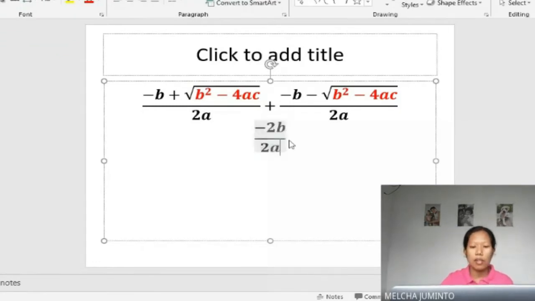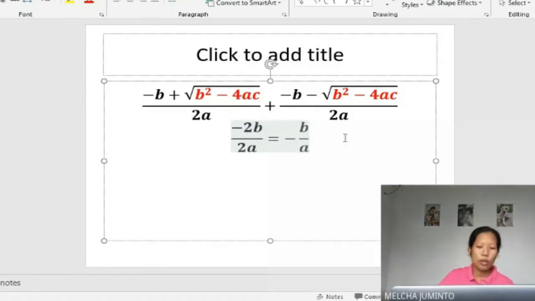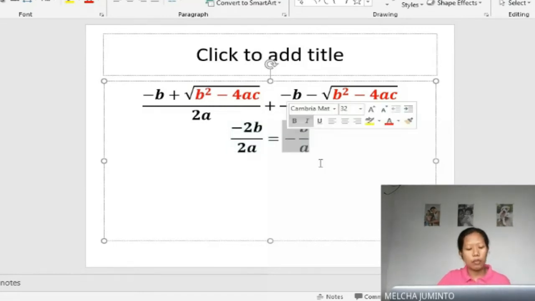Equals, so we now need to simplify because both numerator and denominator contain 2. Simply cancel 2, and the answer becomes negative b over a. Therefore, this is now the formula to find the sum.